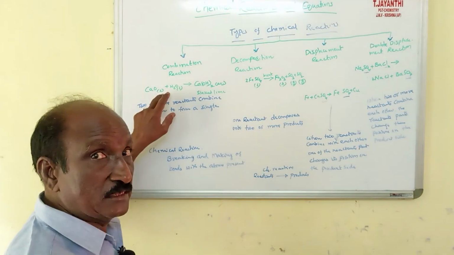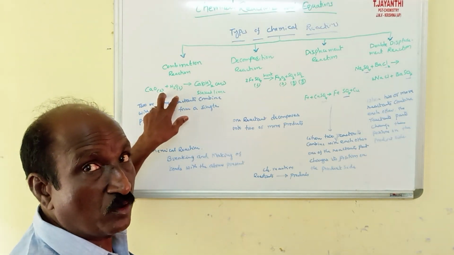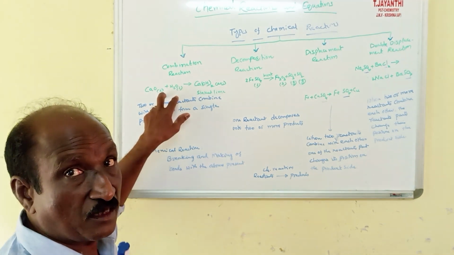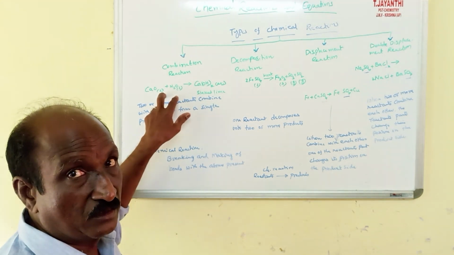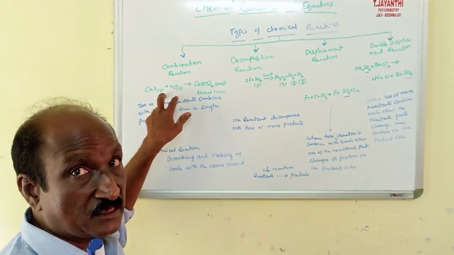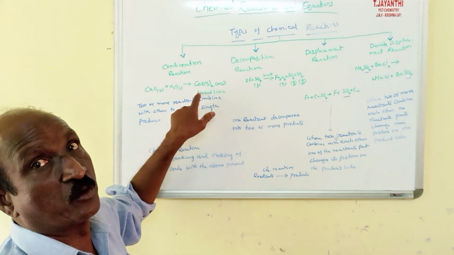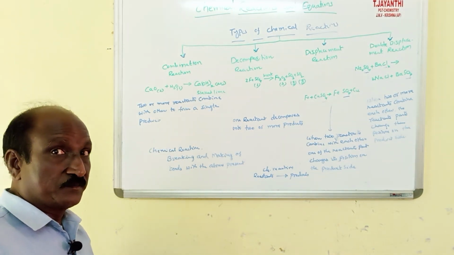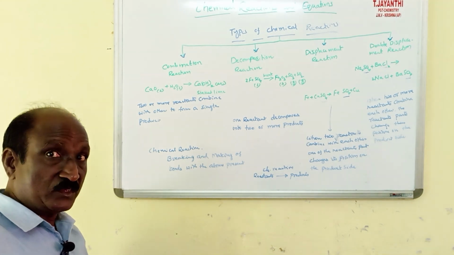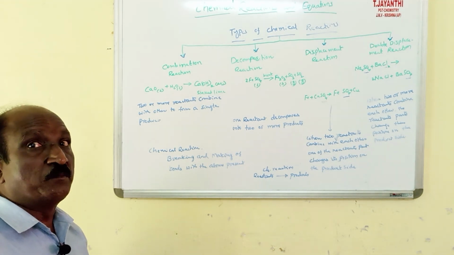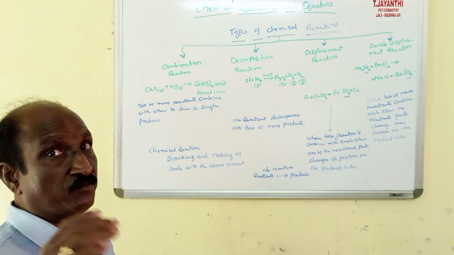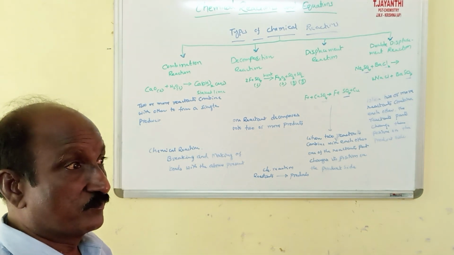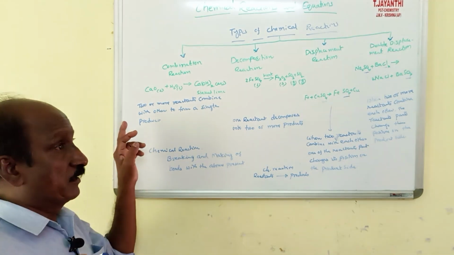A combination reaction means two or more reactants combine with each other to form a single product. That is the definition of combination reaction, for which I have given an example here.